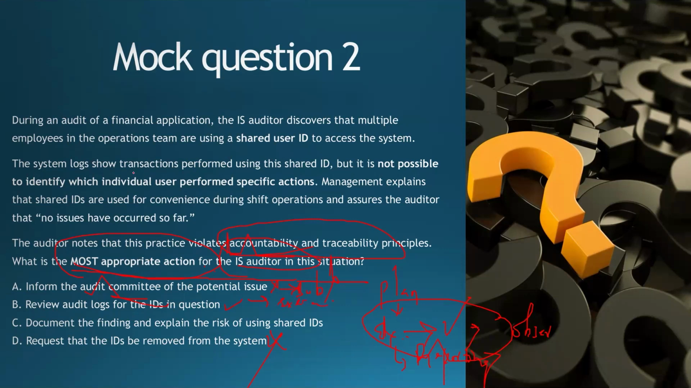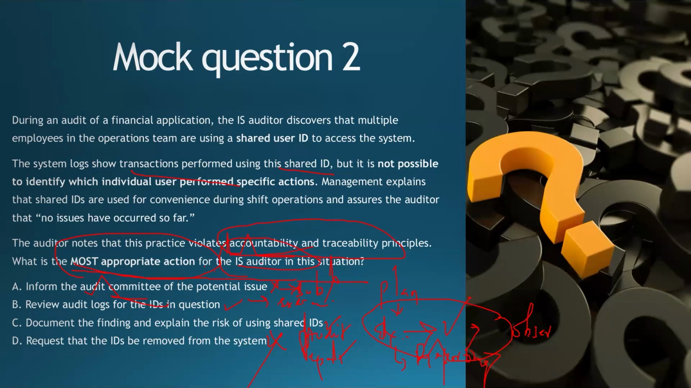At the action stage, we have already performed the work and identified that shared IDs are being used. We are not able to establish the accountability. When a shared ID is used and some change is done, you are not able to establish who has made the change. You are not able to trace who has made the change. So you need to document the finding and explain the risk of shared IDs as part of your audit report. So C is the right answer here because the keyword speaks about the most appropriate action from an auditor perspective and related to accountability and traceability.